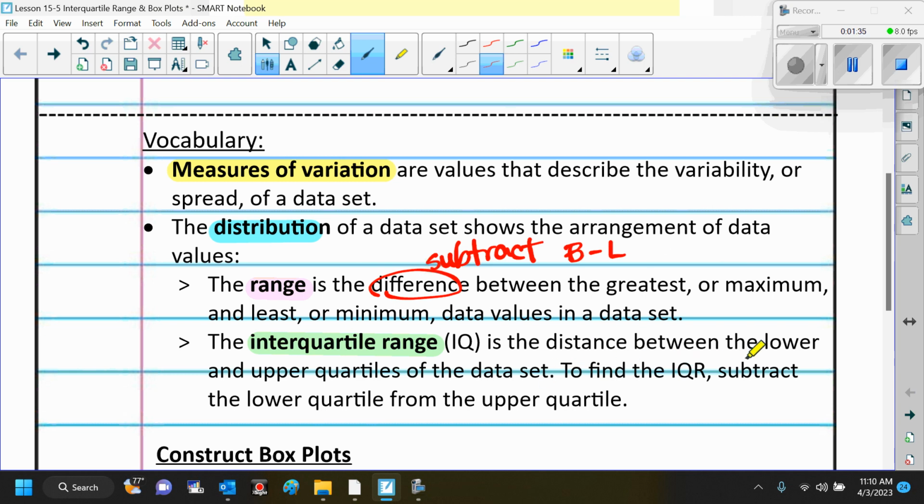It is the distance between the lower and the upper quartiles of the data set. Now, to find the interquartile range, we need to subtract the lower quartile from the upper quartile, and we will talk about how to find those in a minute.